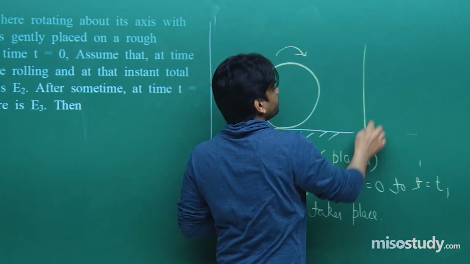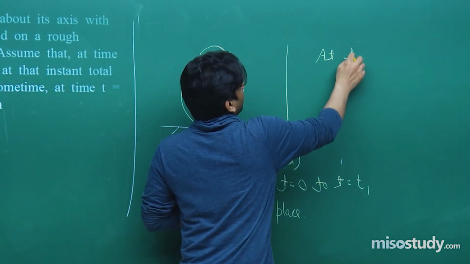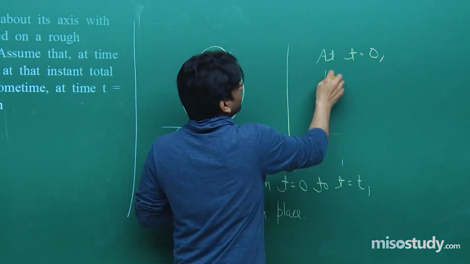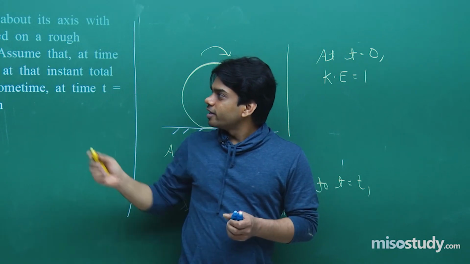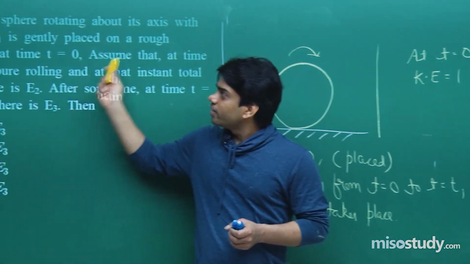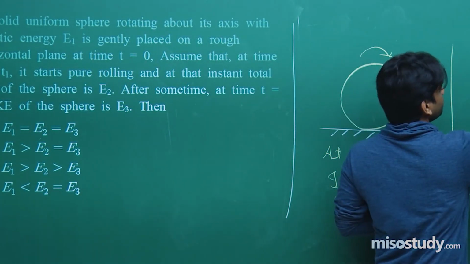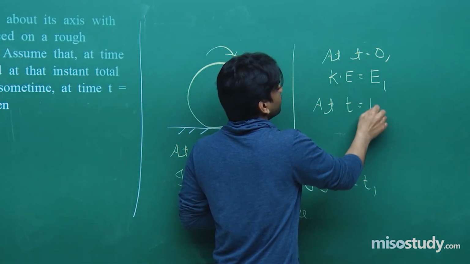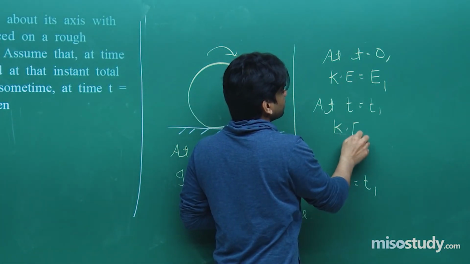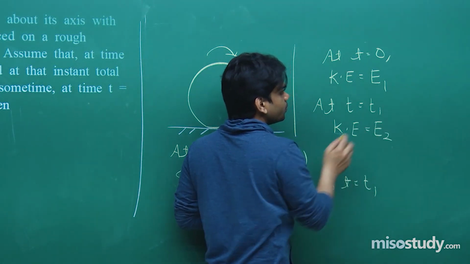Let me write down. At t equals to 0, kinetic energy is given as E1. At t equals to t1, kinetic energy is equal to E2.